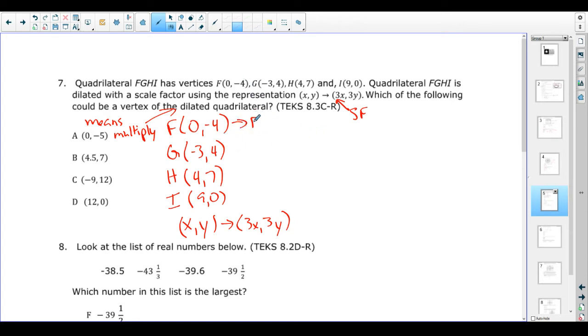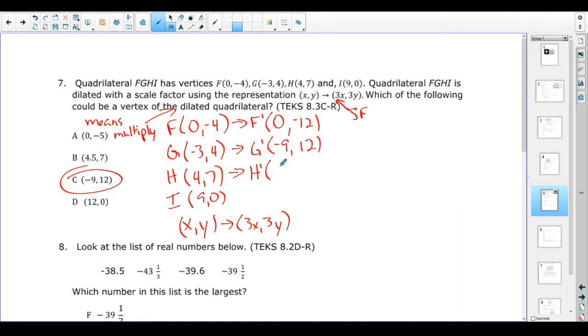Okay, so F prime, 0 times 3 is 0. Negative 4 times 3 is negative 12. 0, negative 12, that's not an answer. I'm going to keep going. G prime, same thing. I'll multiply both these by 3. So negative 3 times 3 is negative 9. 4 times 3 is 12. Negative 9, 12. Hey, look at that. Nailed it. I'm going to do these last two just in case I made a math mistake.